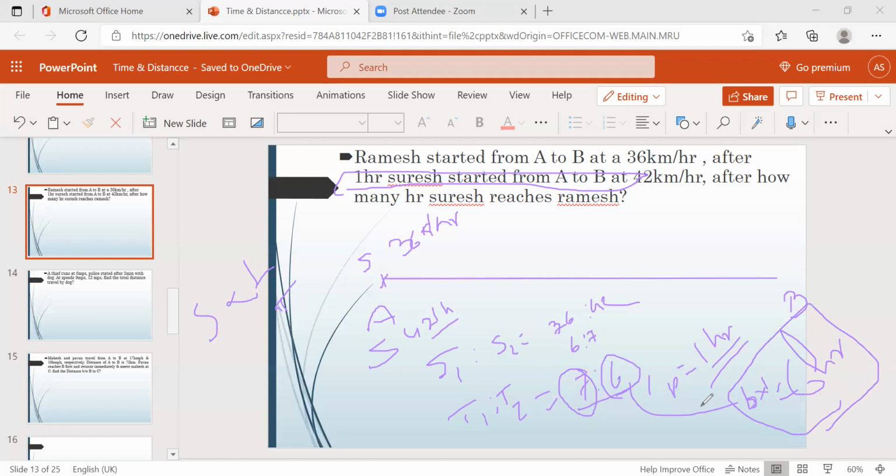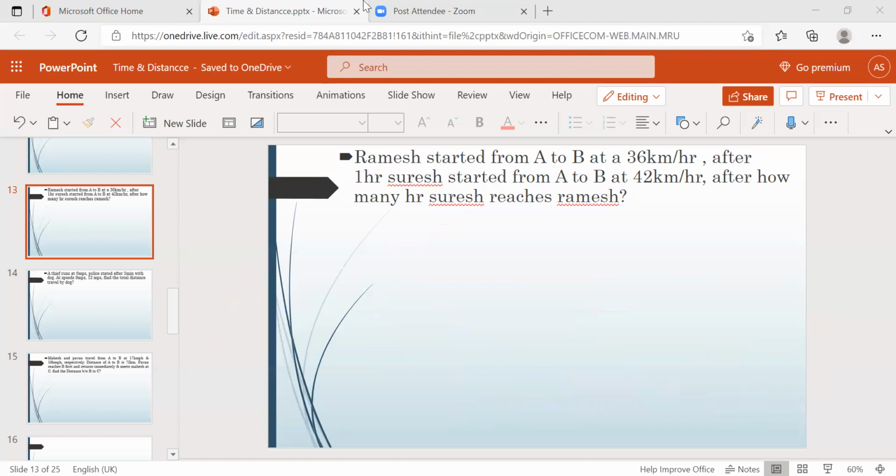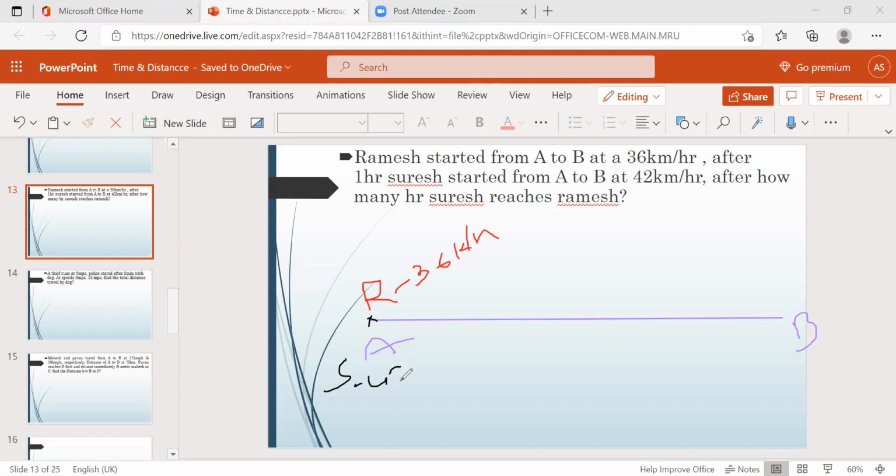But I'll teach you another method, just based on the concept. If you understand the concept of what they're asking us, just think of the route started from A to B, right? This is A and this is B. And here Ramesh started first with a speed of 36 kilometer per hour. Okay. And after 1 hour, in the same place, Suresh also started with 42 kilometer per hour. So what's the time difference?